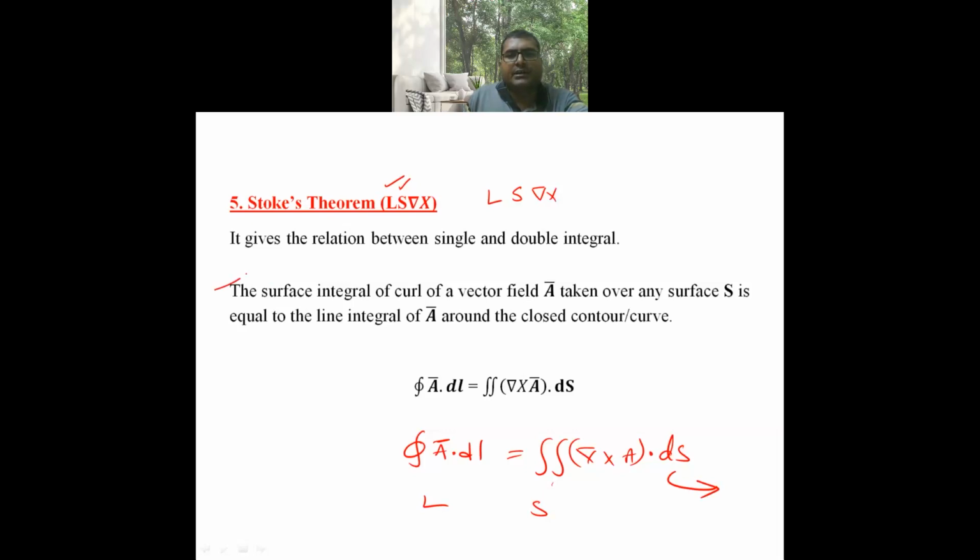I will read out the statement of Stokes theorem. The surface integral of the curl of a vector field A bar taken over any surface S is equal to the line integral of A bar around a closed contour or curve. LS del cross. This is the trick to remember the equation of Stokes theorem.